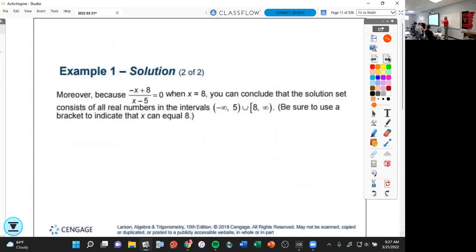Because negative x plus 8 divided by x minus 5 is less than or equal to 0 and x equals 8, you can conclude that the solution set consists of all real numbers on the intervals negative infinity to 5 union 8 to infinity. 8 is included because the top can be 0. Questions on that problem?